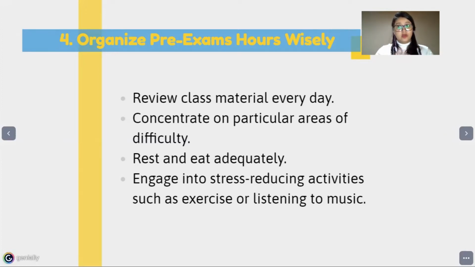And it's also important that students rest and eat adequately before the exam, and the day before, that they engage in stress-reducing activities such as exercise or listening to music, whatever works fine for them.